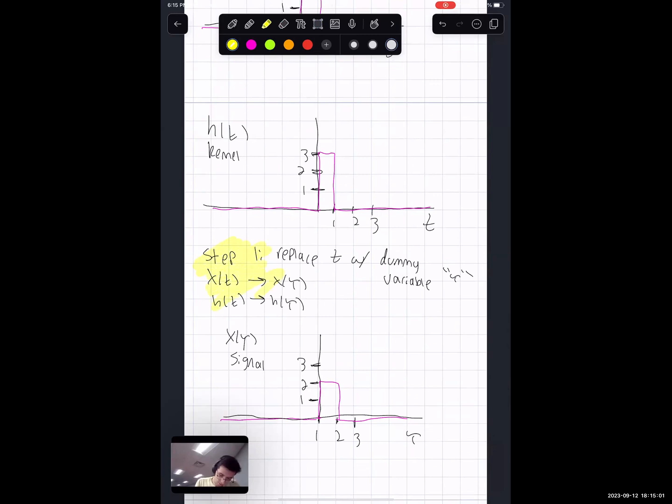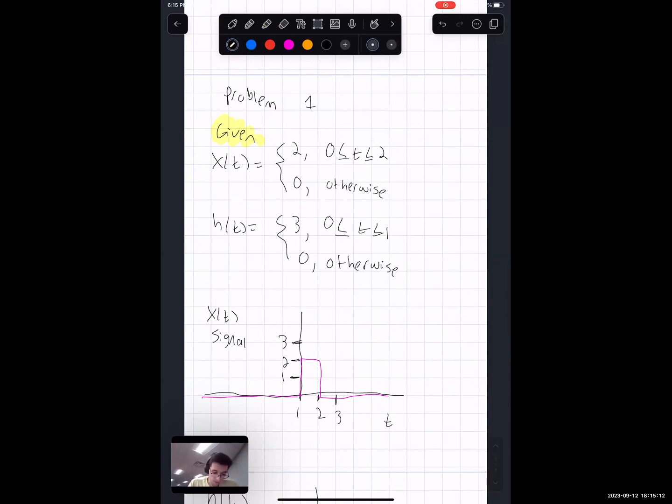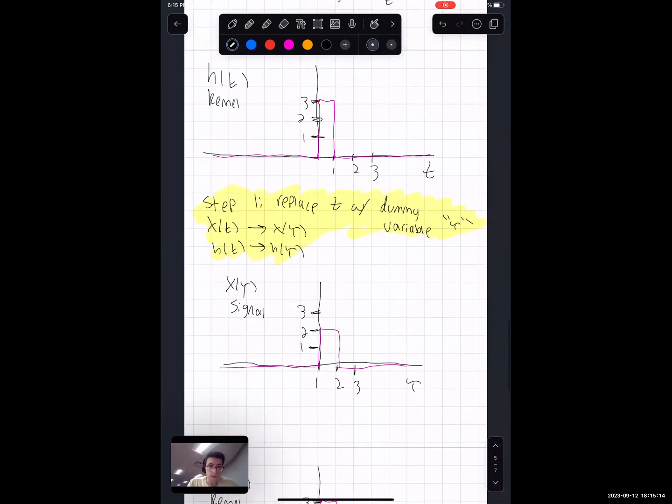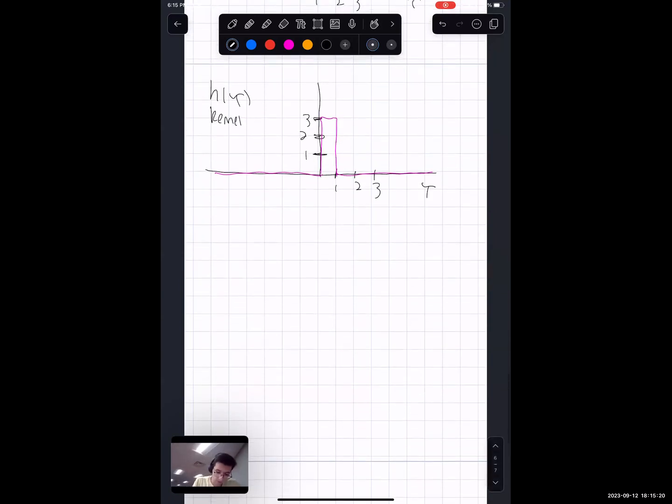Everybody feeling good? It's a pretty chill step. So I'll keep going, but please interrupt me if you have any questions. Okay. So now we're all done with x of t for now. We're going to focus on h of t. And so the second step, if you remember, we're going to be shifting it to the left. Or sorry, we're going to actually flip the kernel first. So now we're going to do time reversal. So now we're going to have h of negative tau.